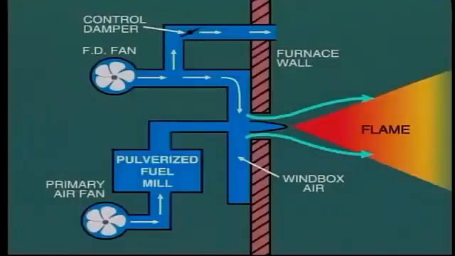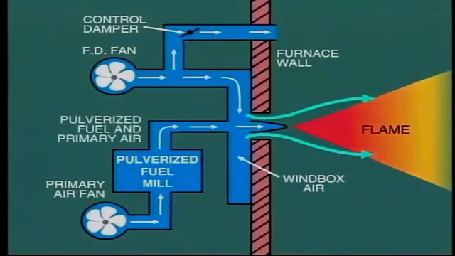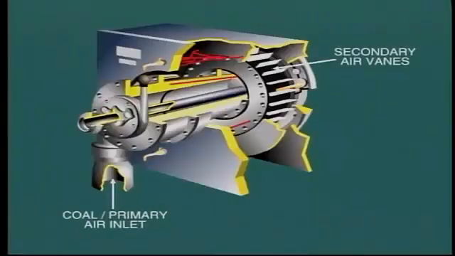The fine particles of coal are carried along with the stream of primary air, which is supplied to the burners and then blown into the furnace. The primary air usually makes up about 30% of the total air requirement for combustion. The remaining air, known as secondary air, is fed into the furnace around the primary burner.